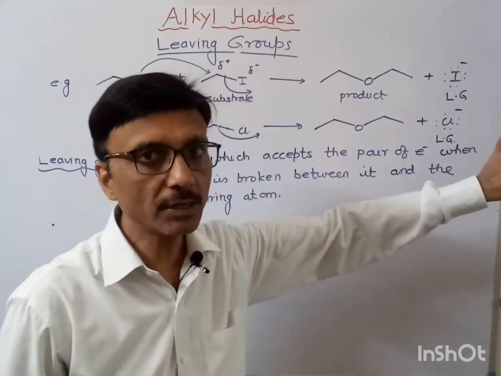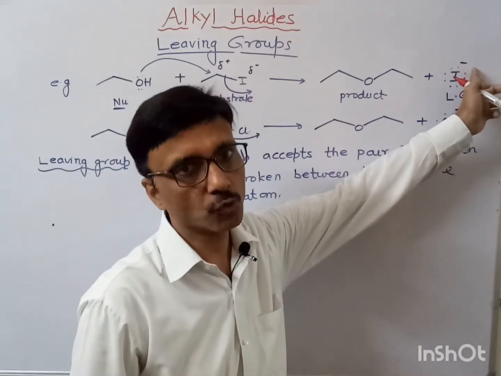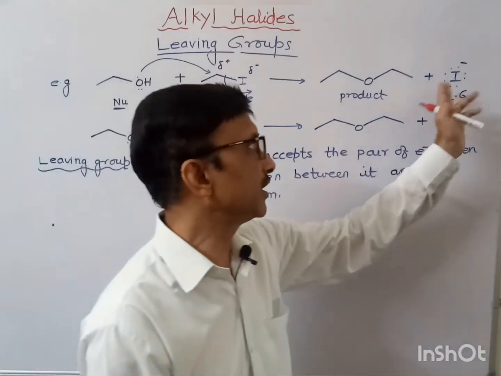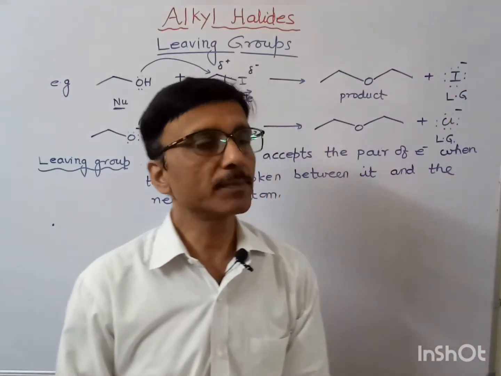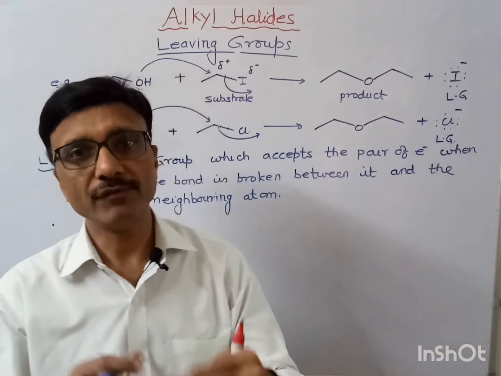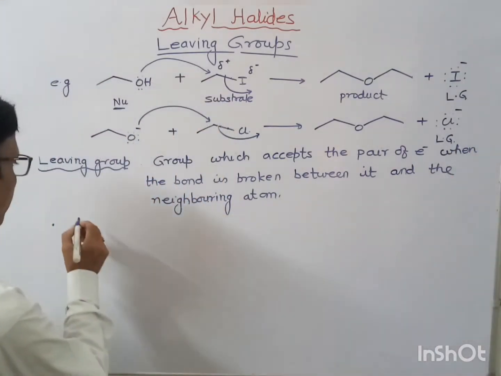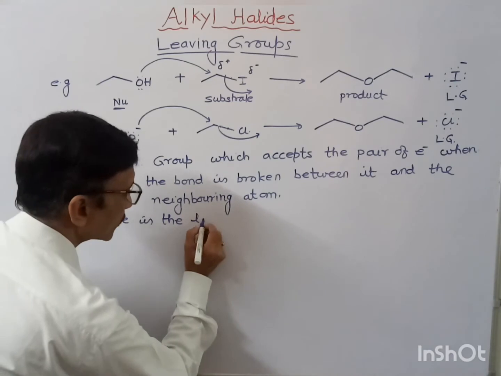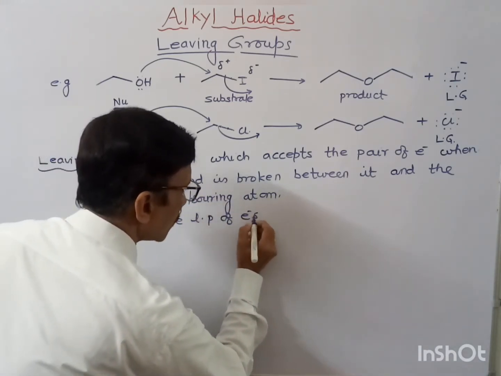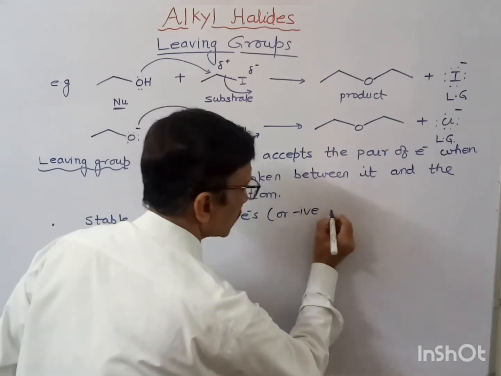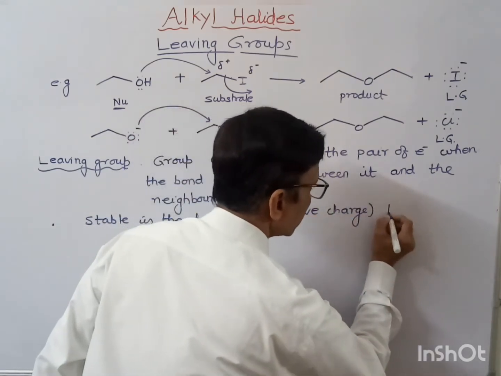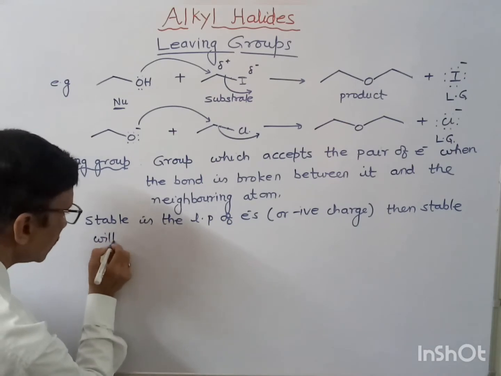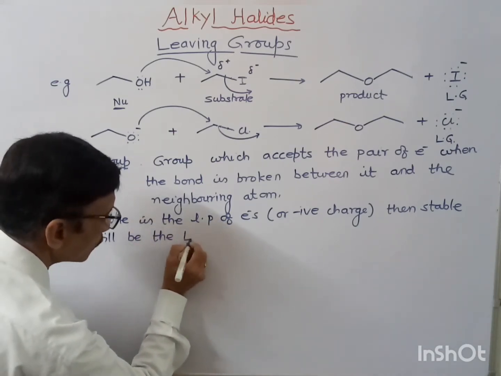When the leaving group is stable, when this negative charge on the group is stable, or we can say when these lone pairs of electrons are stable, when the lone pair of electrons or the negative charge present on this atom is stable, then the leaving group will be the stable one. So we can write: the more stable the lone pair of electrons or negative charge, the more stable will be the leaving group.